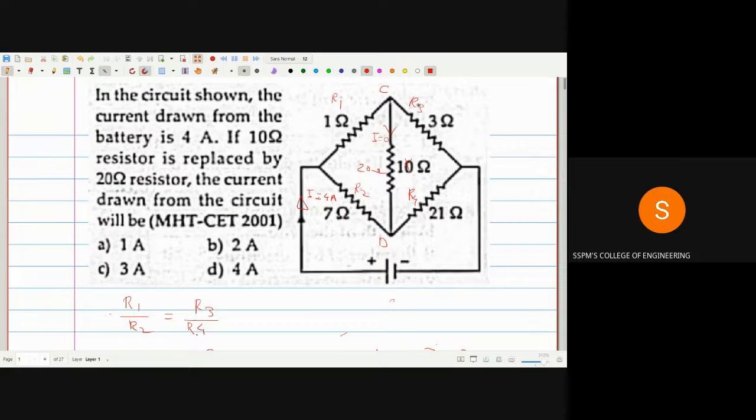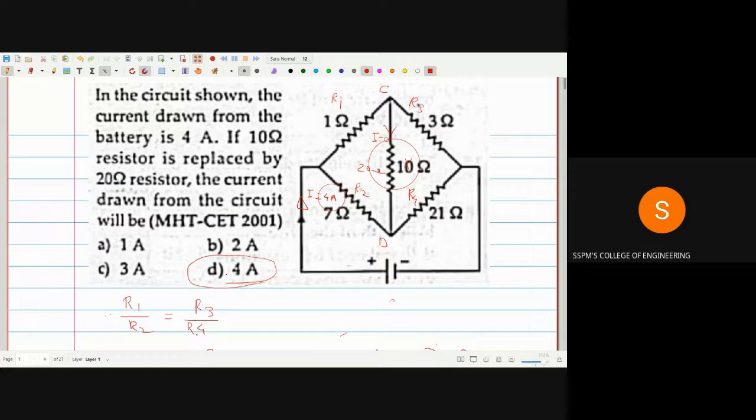So will his current 4 ampere increase or decrease? There will be no change in the current 4 ampere. Why? Because the circuit is balanced. इथे तुम्ही कुठलाही रेजिस्टन्स कनेक्ट करा, इथे काही फरक पडणार नाही, कारण इथे करंट किती फ्लो होतो, 0 करंट फ्लो होतो. त्यामुळे करेक्ट आन्सर काय असणार आहे, the correct answer is 4 ampere.